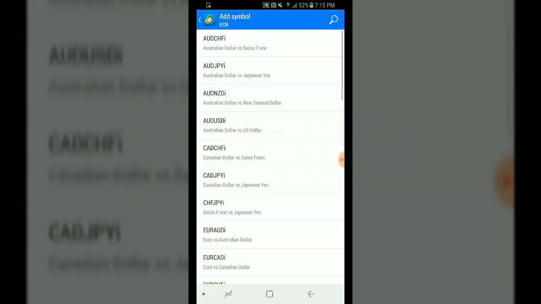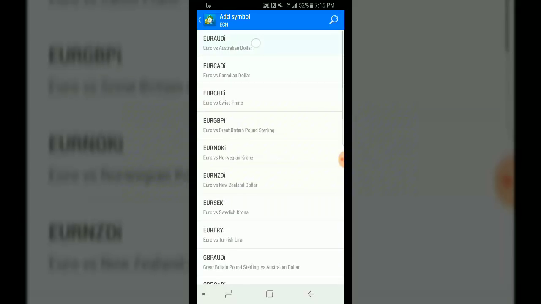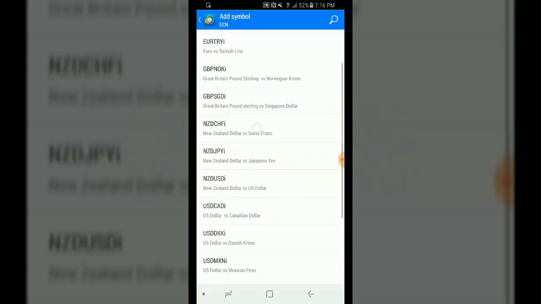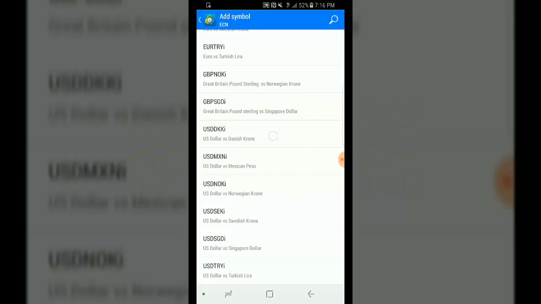So add all of the Australian, and then Canada and Switzerland. I'm going to add these euros. I'm not going to add the Norwegian krone or the Swedish krona or the Turkish lira. Jump down here to Britain. I'm going to add these, skip over that. I don't add the Singapore dollar either. You could add those if you want to look at them. And drop down here. I don't do the Mexican peso. And that is good. That's how you add the pairs.